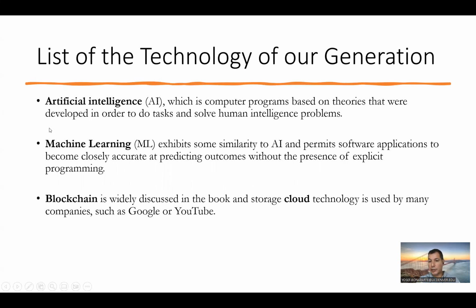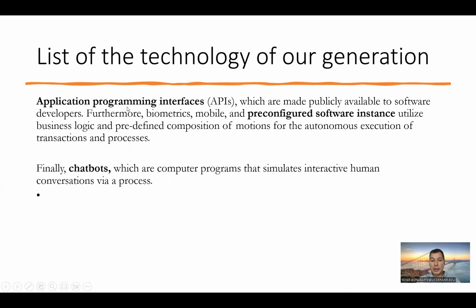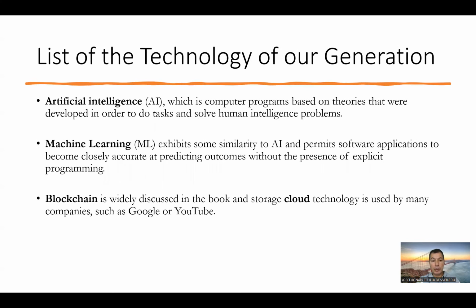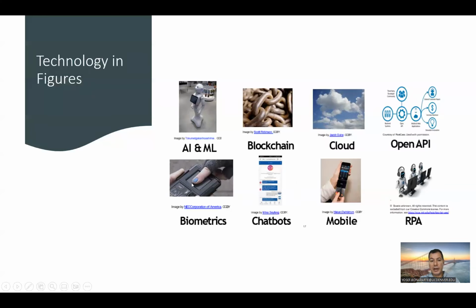And here is the list of technologies of our generation: AI, artificial intelligence, machine learning, and here is an explanation. Blockchain, like a storage cloud technology. Application programming interface, API, and chatbots. So there are several technologies of our time. Now, AI and ML will be a separate class, but definitely our class will do blockchain, that YouTube uses, Google uses, Amazon uses, a lot of companies use that. And here's an example of AI and some pictures I collected for you.